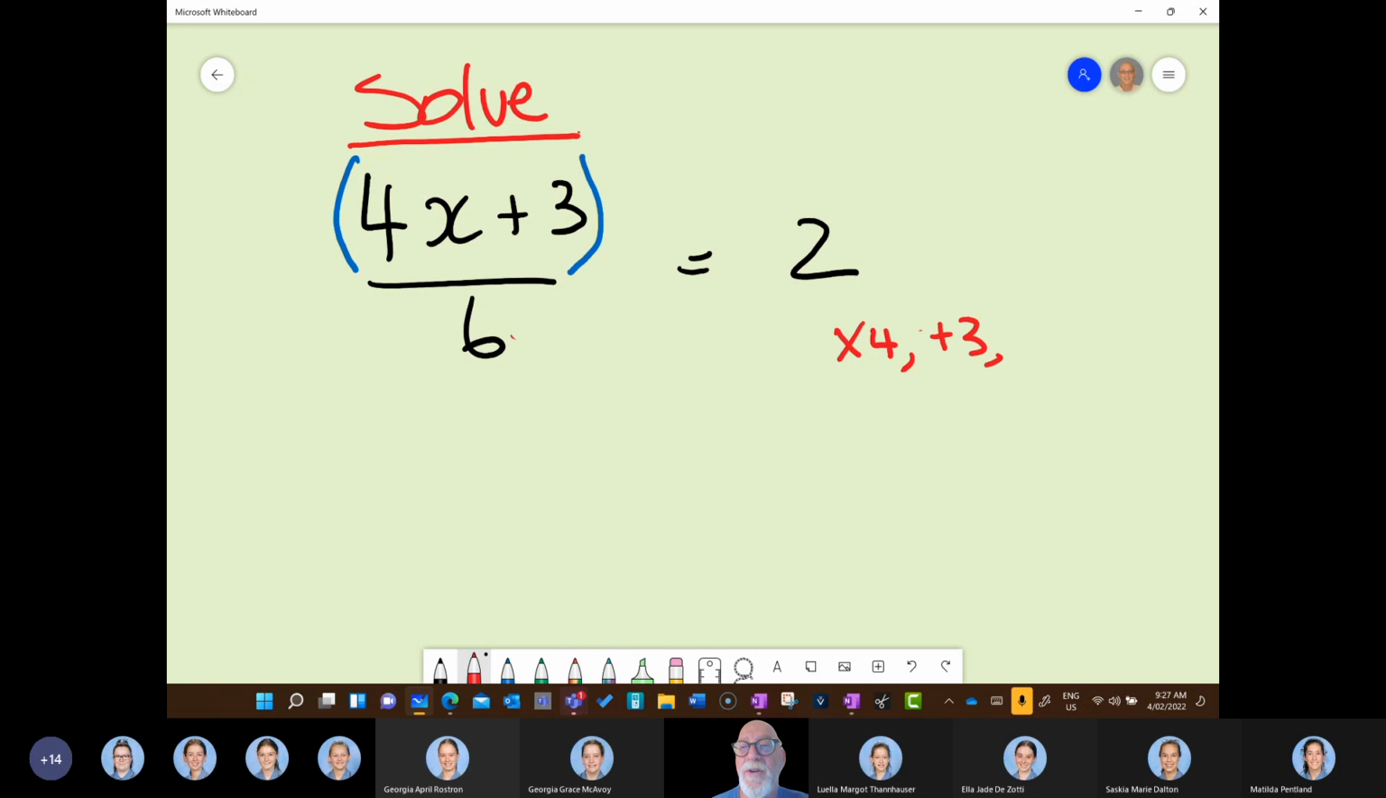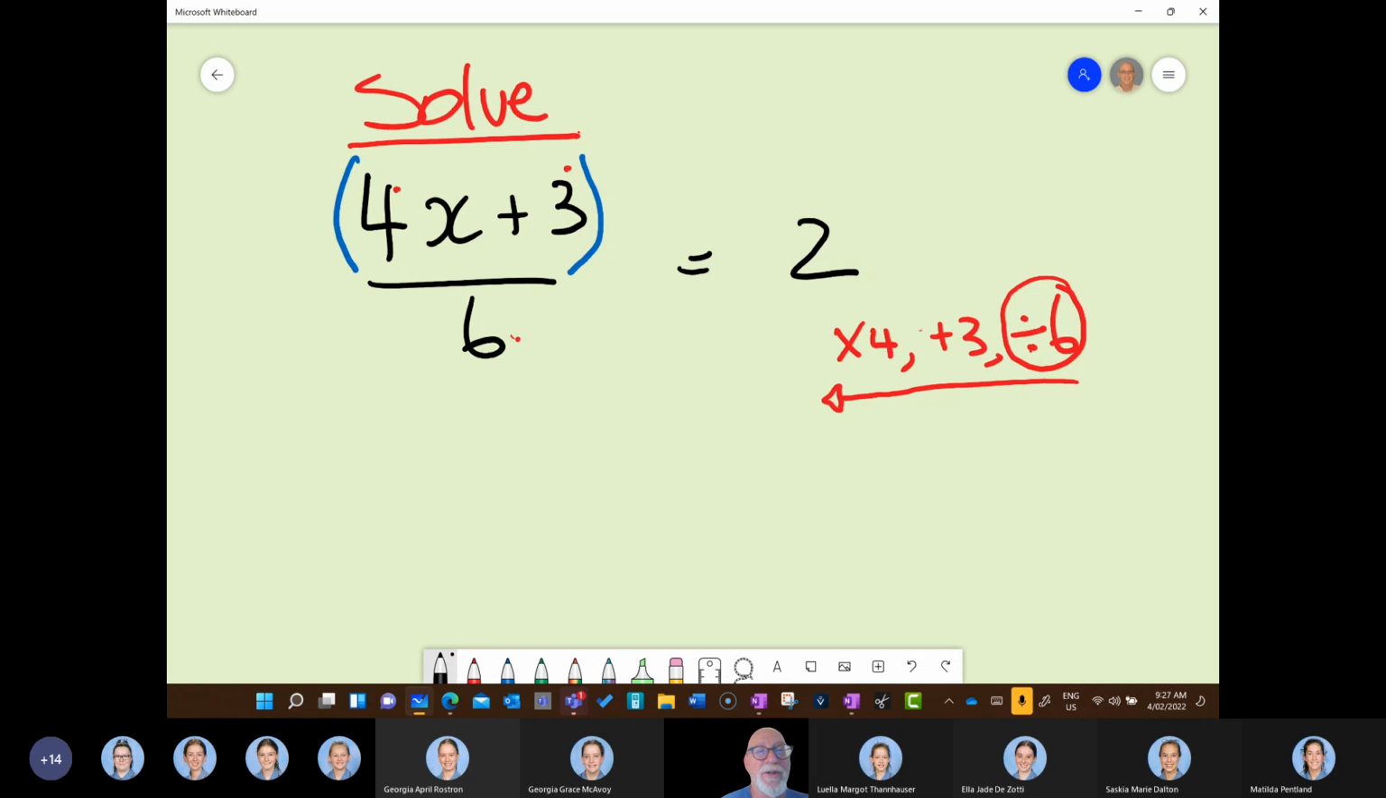Then I divide by 6. They're the 3 things that are happening to the x. Agreed? So when I want to solve it, I simply undo it in the reverse order. So the first thing that's going to disappear is the divide by 6. And how do I manage that?